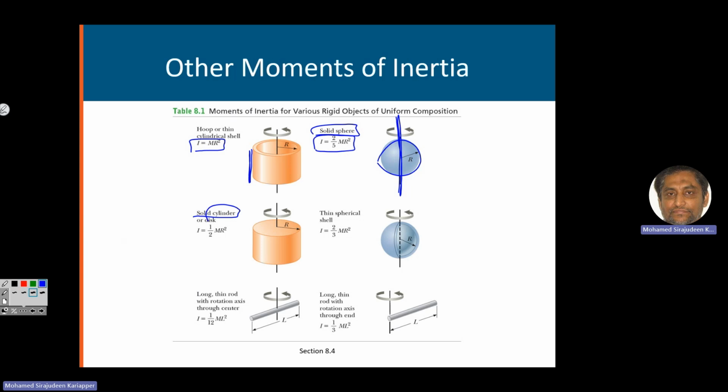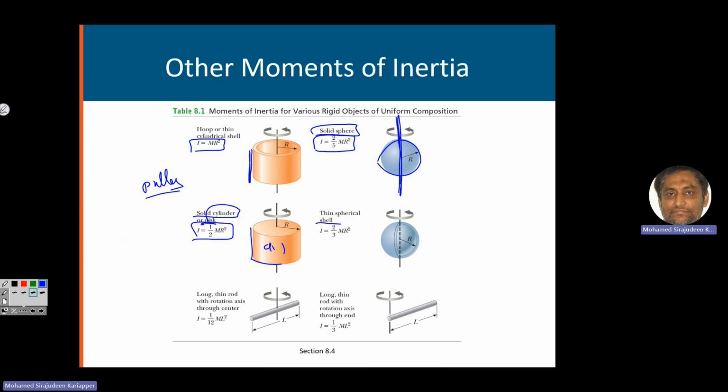And cylinder, solid, okay, all the way. Or you can call it disk. Even a pulley, which we come across in our physics problems, can be considered as a disk or a cylinder. So for that, it is 1/2 mr squared. The moment of inertia about the central axis is 1/2 mr squared.